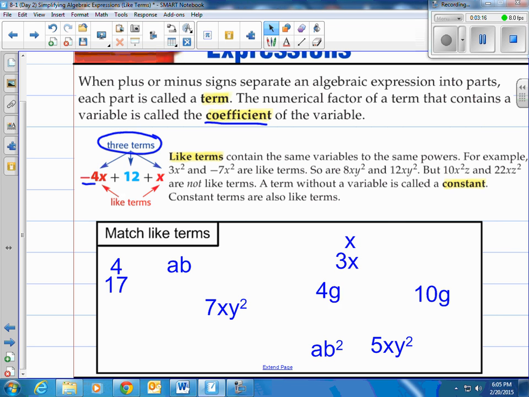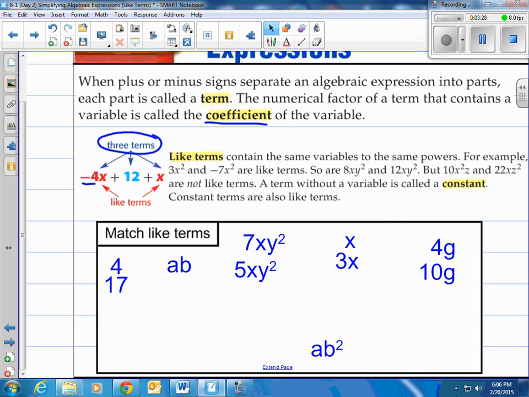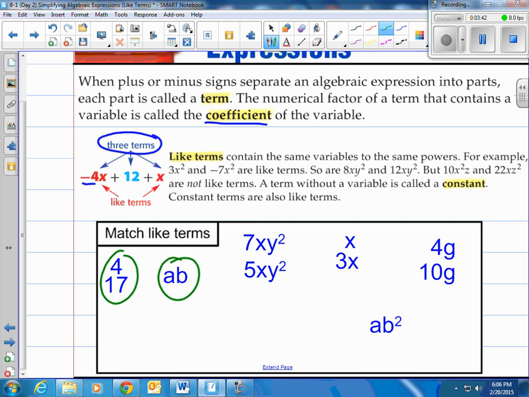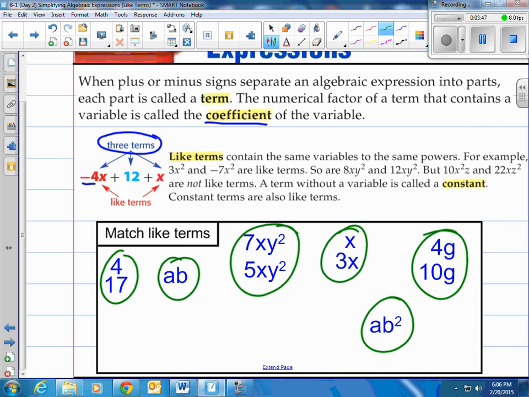How about 4g? Do we have another g somewhere? Yeah, we do. We have 4g and 10g. So those things go together. Those are like terms because of the g. Oh, I see the 7x y to the second and 5x y to the second. Those go together. And then, again, this is not like with that because of that 2. So how many different types do we have? 1, 2, 3, 4, 5, and 6 different types of terms there.